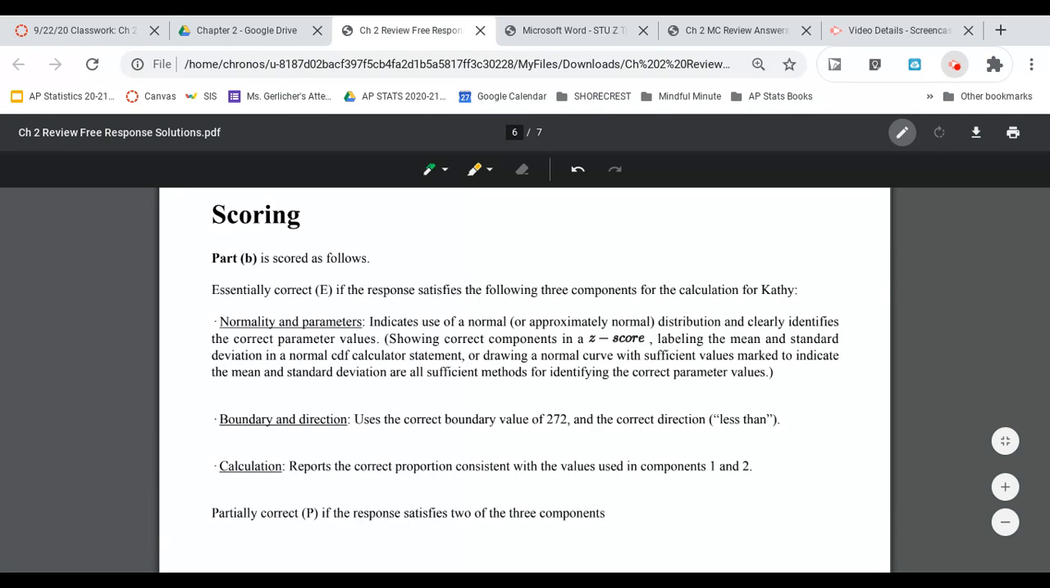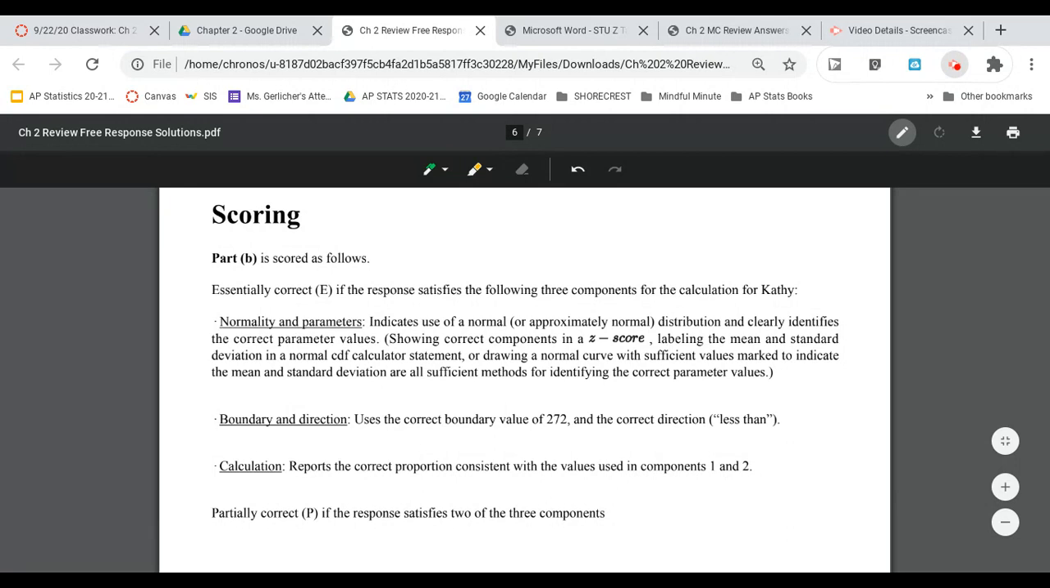Okay, so now on to part B. So I think the scoring part of this, I'm on page 6 of the scoring guide now, is really interesting. It really lays out why that whole process with drawing the pictures is needed to get all of your points on a full problem.